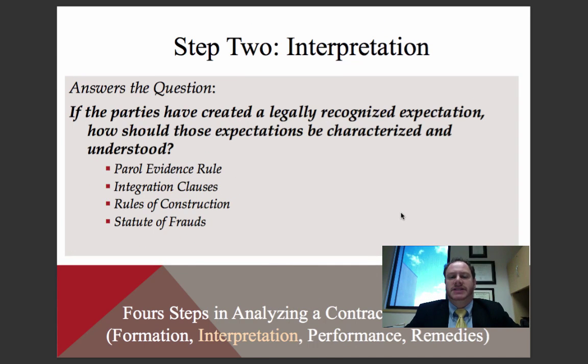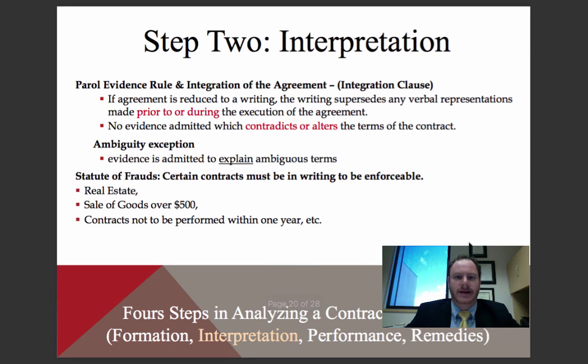So let's say that we have a valid contract. The contract has been formed. There's offer, acceptance, consideration, legality, and capacity. But now we need to understand, what do the parties mean? What do the words and the sentences and the paragraphs add up to? And to help us understand what the legal expectations, obligations, etc. are, we need to look at these different mechanisms that will help with interpreting the contract.